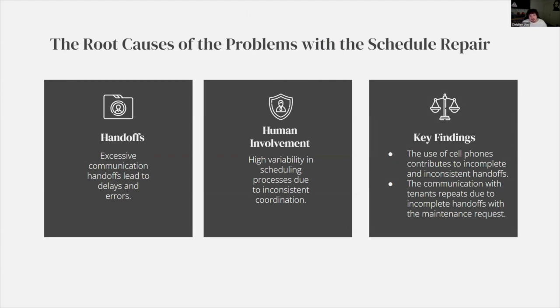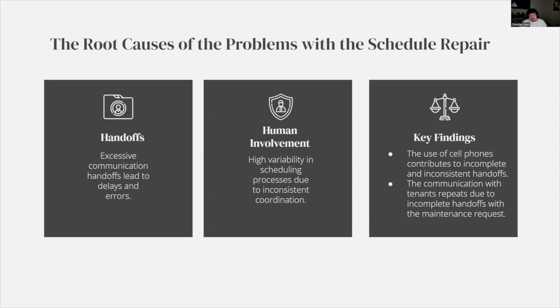That gets doubled with the human involvement. With this many people participating, it leaves a high chance for variability. People check their phones at different times. People could be busy, or they could just miss the message altogether, and it could completely delay or cancel the entire repair process.